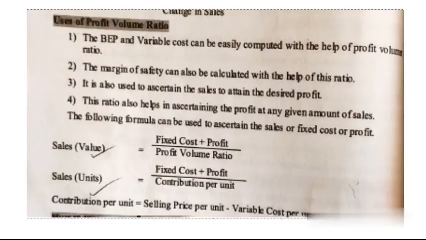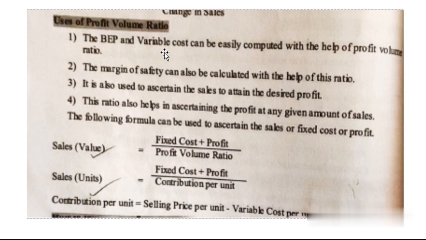Next is the use of profit volume ratio. The break-even point and variable cost can be easily computed with the help of profit volume ratio. As we have already discussed, what is break-even point? It is where there is no profit and no loss. The cost is equal to the revenue, so there will be no profit and no loss. What you have invested, you will get the same thing back. That situation is called the break-even point.